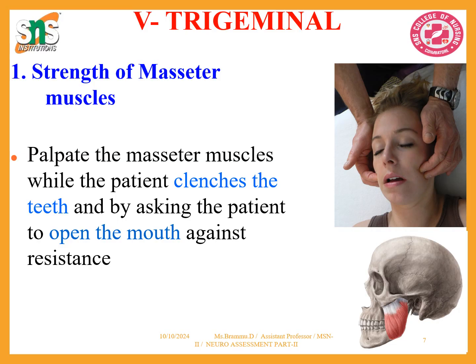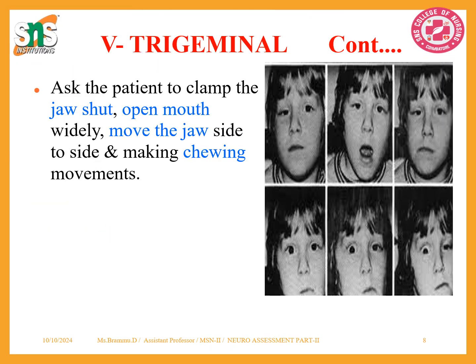To assess the trigeminal nerve, we assess the strength of the masseter muscle. First we palpate the masseter muscle while the patient clenches the teeth tightly, and then ask the patient to open the mouth against resistance. You will apply some resistance, and the patient will try to open the mouth wide, and if the patient is able to do so, then the trigeminal nerve is said to be intact.